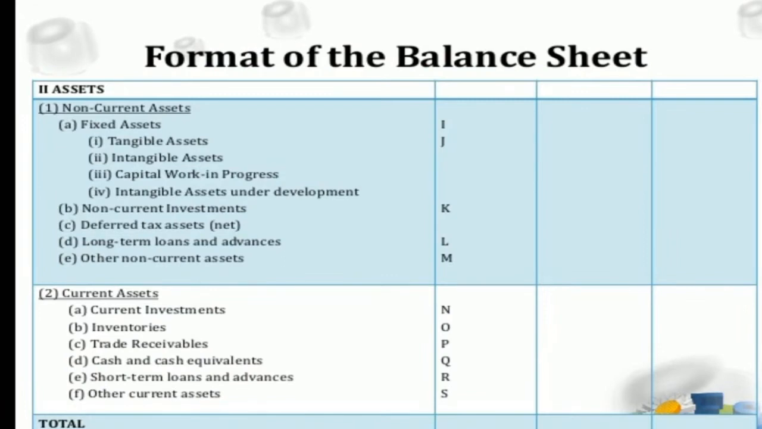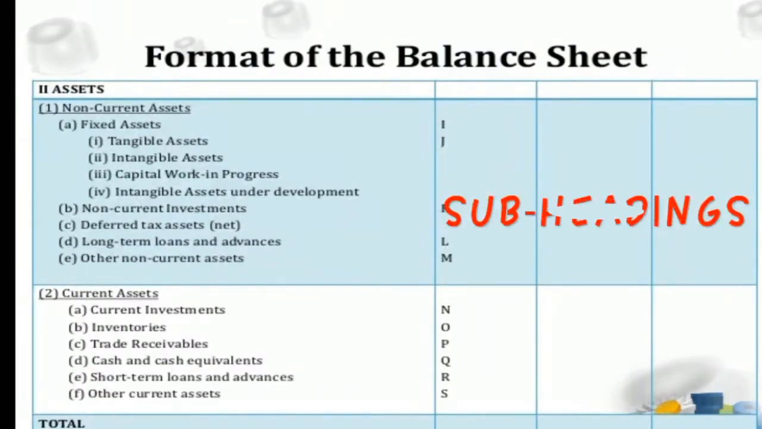Same goes with assets. In assets, the headings will be non-current assets and current assets. These are the two main headings. And the subheadings will be these. In non-current assets: fixed assets, non-current investments, and so on. And in current assets: current investments, inventories, trade receivables, till other current assets. These are all the subheadings.